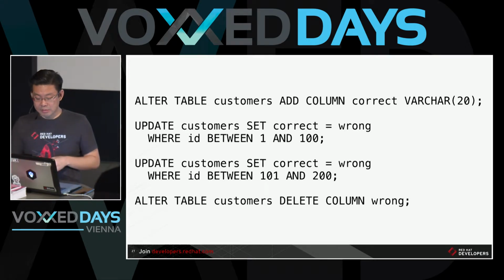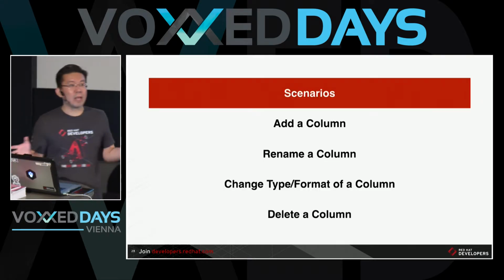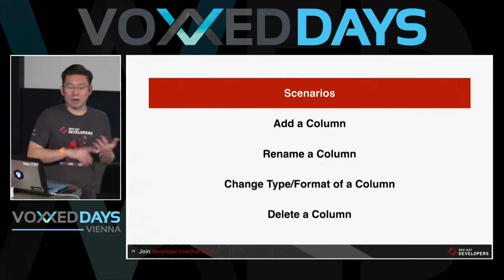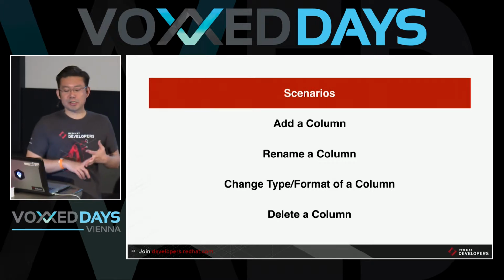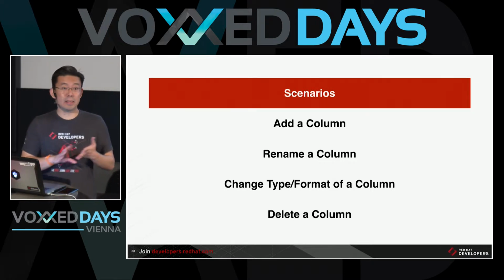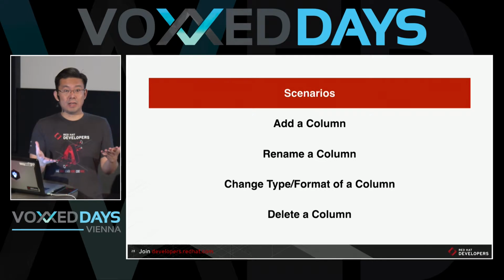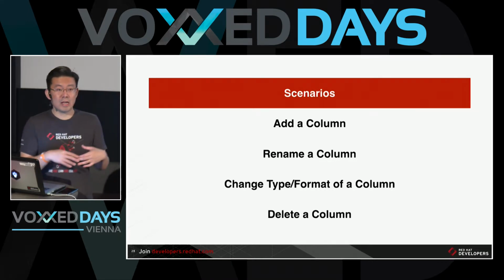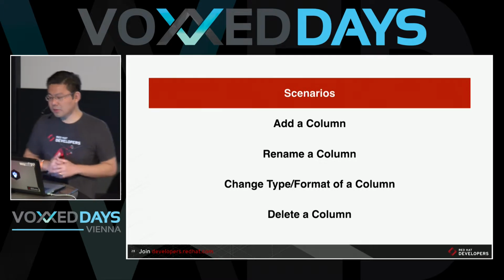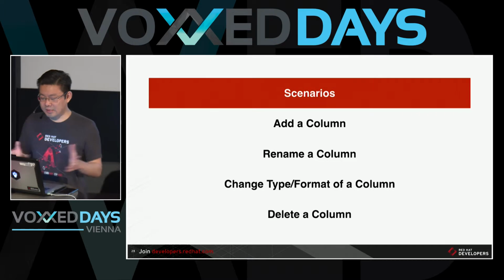So I've collected some scenarios with different teams worldwide. The most common ones are add a column, rename a column, change the type or format of a column, and delete a column. And you see, I didn't cover tables, because if you think of tables as a set of columns, then any kind of migration that you can apply to columns, you just have to do it multiple times if you want to change the table. So it's not rocket science.